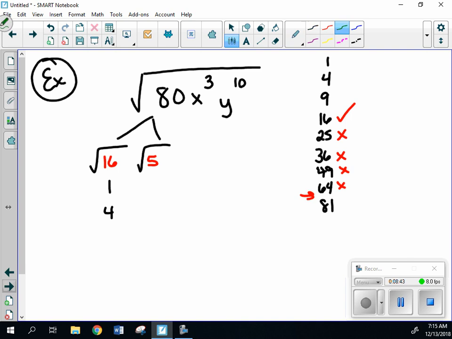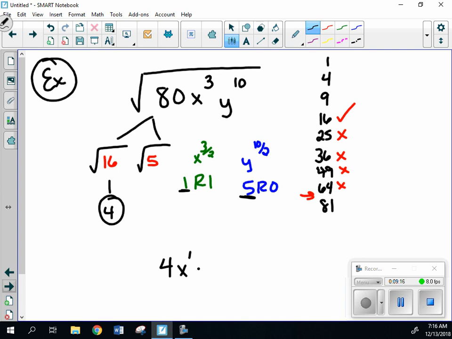If we're going to look at the x to the 3rd, this is realistically 3 divided by 2, which gives you 1 remainder 1, which I'll deal with in a little bit. Y is 10 divided by 2, which is 5 remainder 0. So for my final answer, what's on the outside? Well, the 4 here is on the outside, the 1 and the 5. So I've got 4 x to the 1st, y to the 5th, square root now.